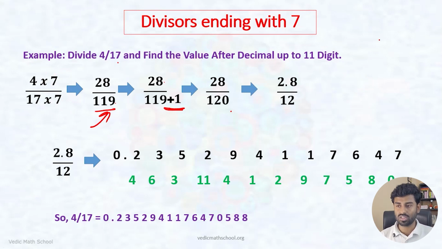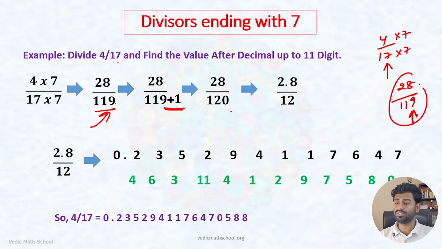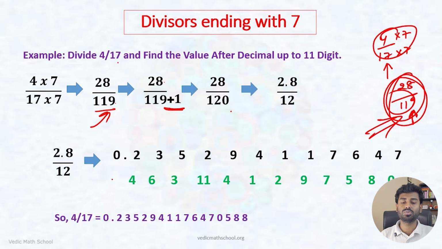That is what it is talking about. Suppose there is a number 4 upon 17. So I have to deal with the number ending with 7. But if I multiply with 7 and 7, the next number is 28 upon 119. So now it is ending with 9. If we solve this question, we get the same answer because we just multiply numerator and denominator with the same value. In that case, the good thing is that we have to deal with the 9.